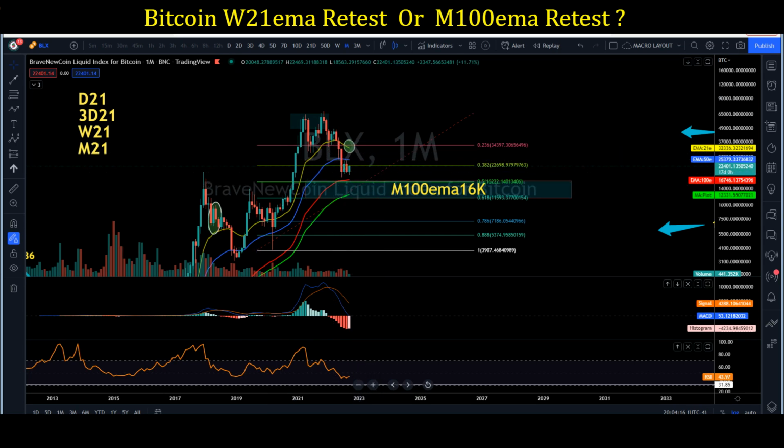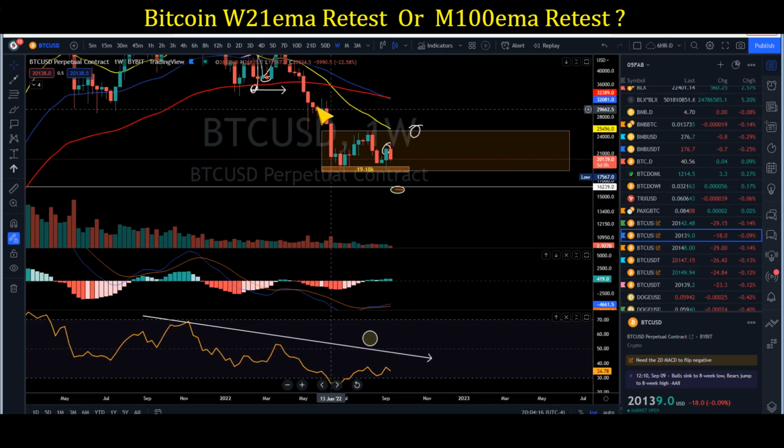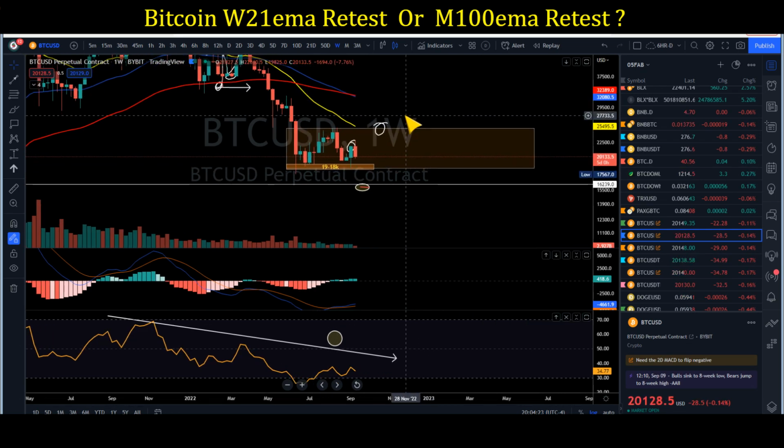Guys, we showed it at 32k back in June, and our target was 21k plus or minus 10%. So we're still in the same range. Even though BTC has been moving sideways for the last 90 days, we're still in the same range of the 21k, and all that good stuff.